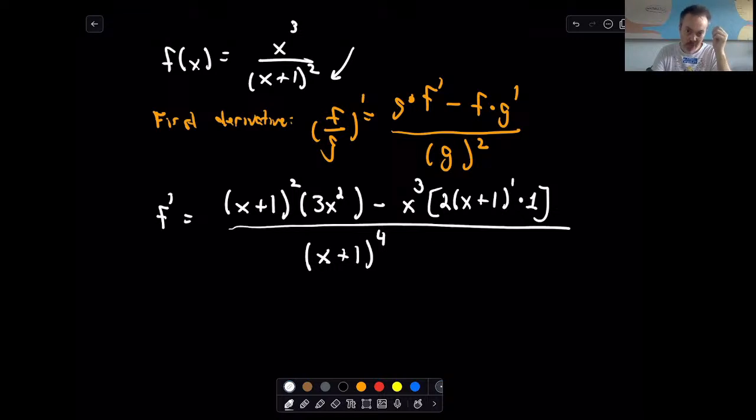So what do we do at this point, ladies and gentlemen? I've taken the derivative. What do we do with this? Because we're trying to find where it's increasing, where it's decreasing, maximums and minimums, concavity. We're trying to do all that stuff now. That's what we're trying to do.